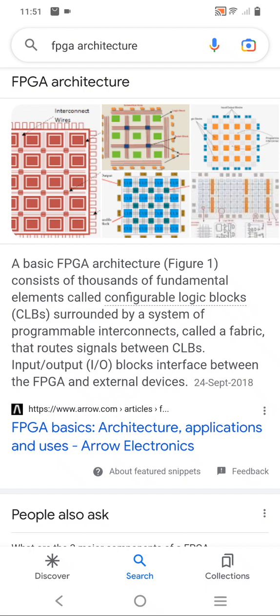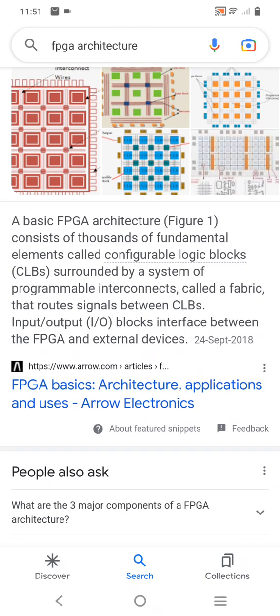So a basic FPGA architecture, field programmable gate array, consists of thousands of fundamental elements called configurable logic blocks, okay, surrounded by a system of programmable interconnects. So you can construct different kinds of programs on this, called a fabric. Over the fabric you give different kinds of programs, what kind of input signals there would be, what kind of output signals will be coming out. That is why it is called programmable.